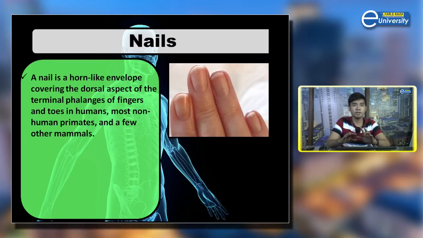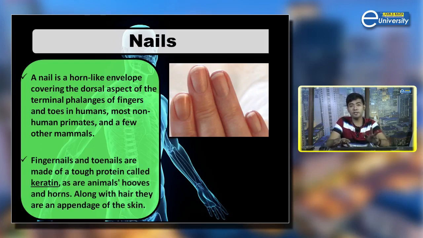Next is the nails. Nails are a horn-like envelope covering the dorsal aspect of the terminal phalanges in the fingers. Fingernails and toenails are made up of a tough protein called keratin. Keratin is present in animals' hooves, horns, nails, and of course in our hair. Nails, together with the keratin, are the main reason why they are waterproof or hydrophobic, because keratin repels water.